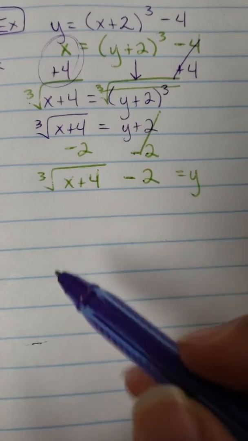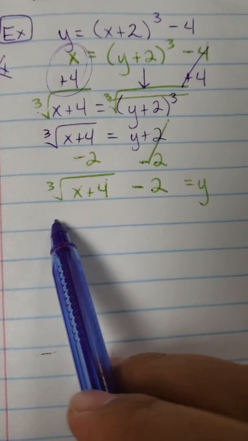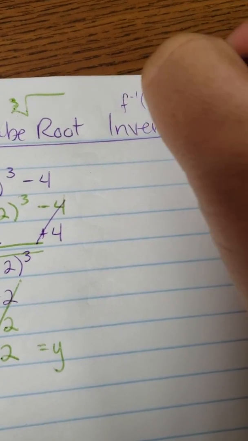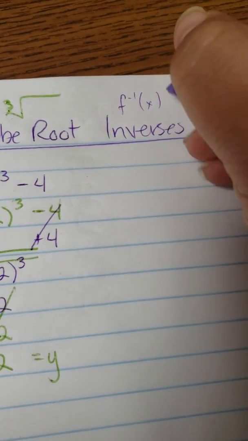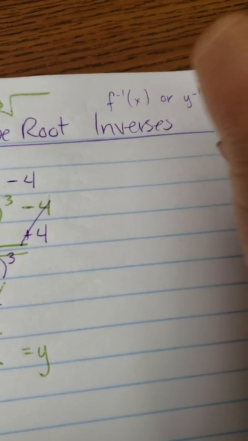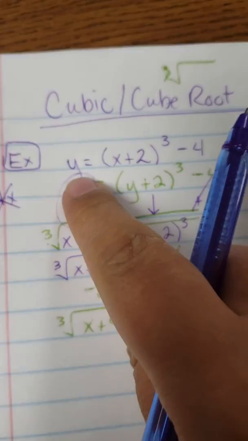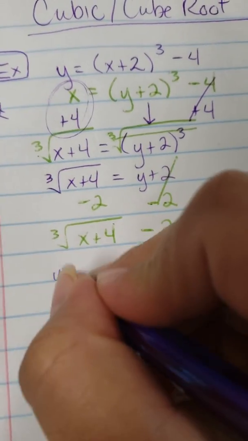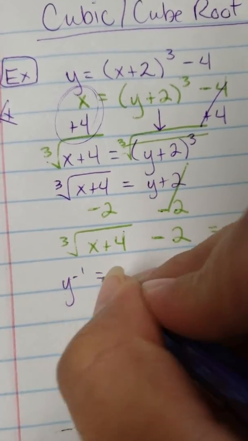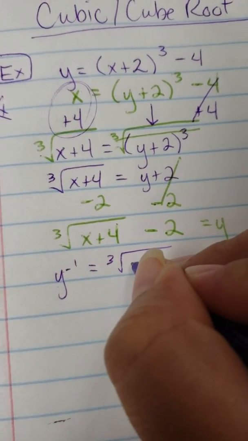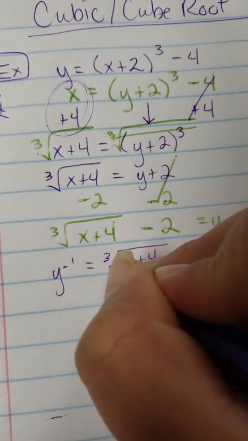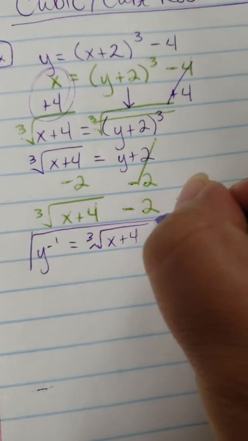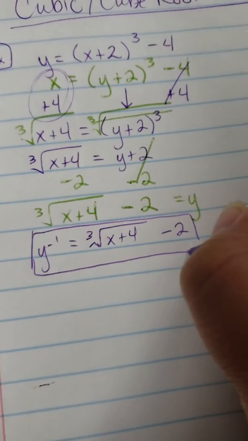I'm just going to write it a little bit nicer since we are talking about inverse. Inverse is notated with that little -1. I don't know if you remember this. You can also do y to the -1. Since we used y, I'm going to go ahead and use y. So my final answer will look like this. y to the -1 power is equal to all of this: the cube root of x plus 4, minus 2 on the outside. And that's it. That is our inverse for this problem.